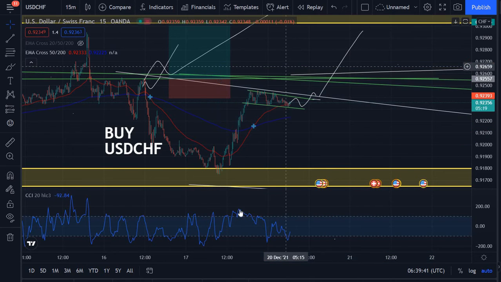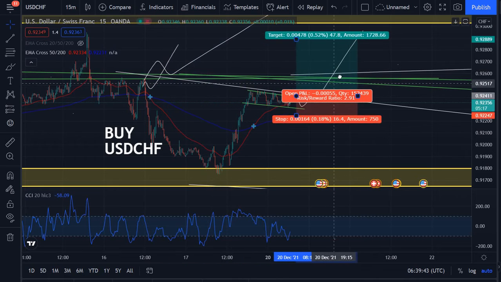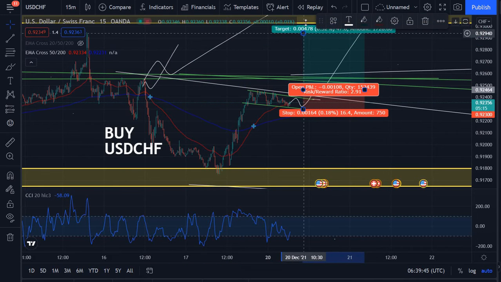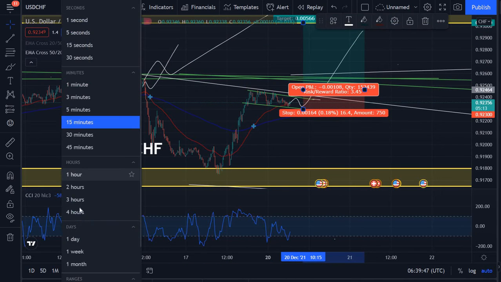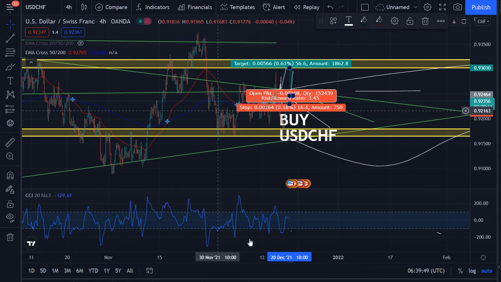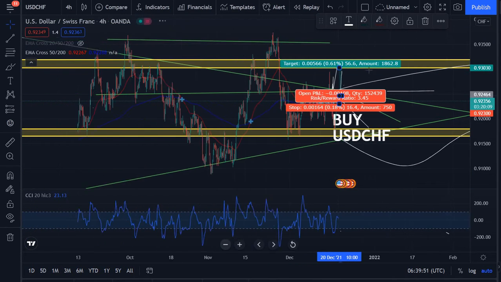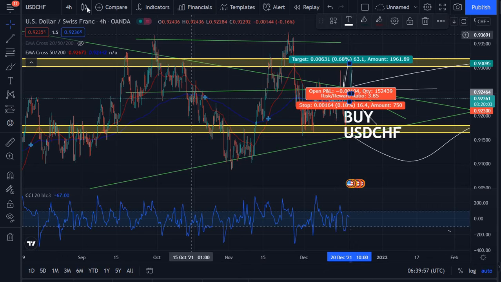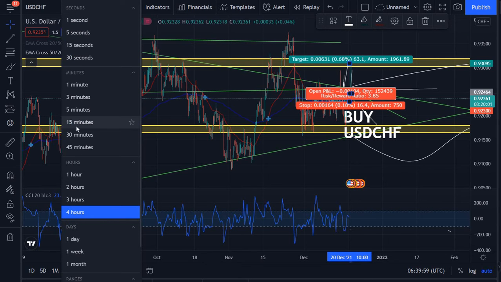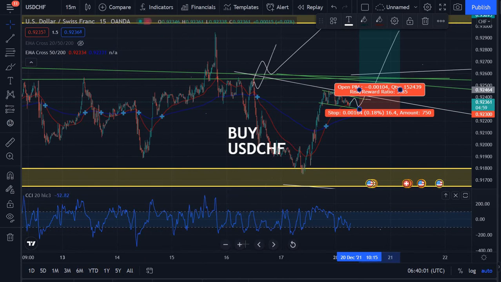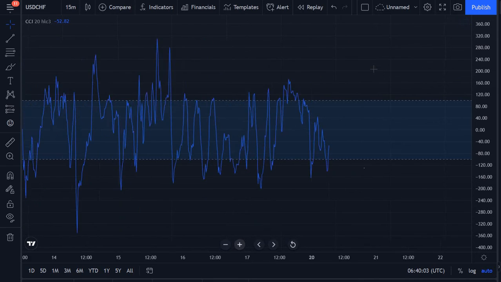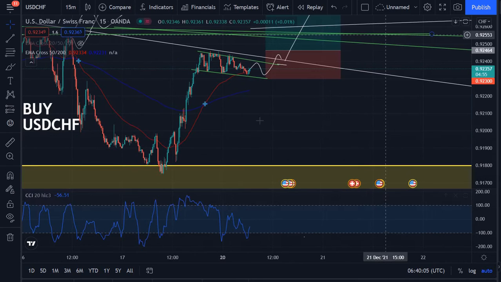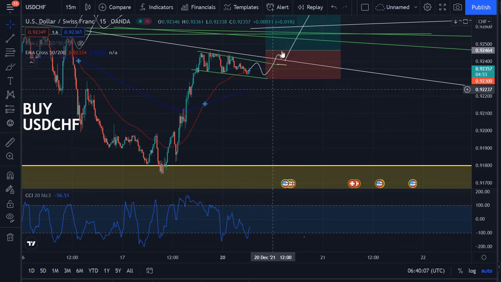If we quickly get rid of this and enter around here, quickly check the forward chart to look for my target. My target would be a little bit bigger actually, around here or even higher. So 50-minute chart. So this is the trade that I would look out for.